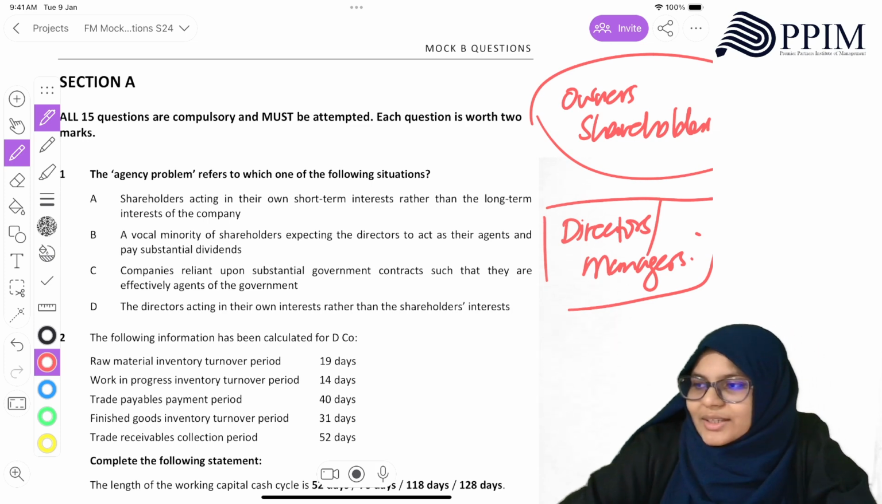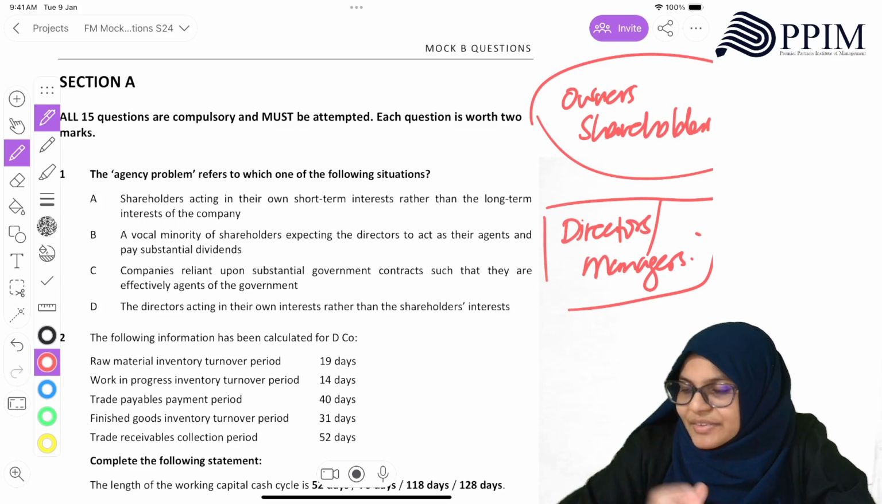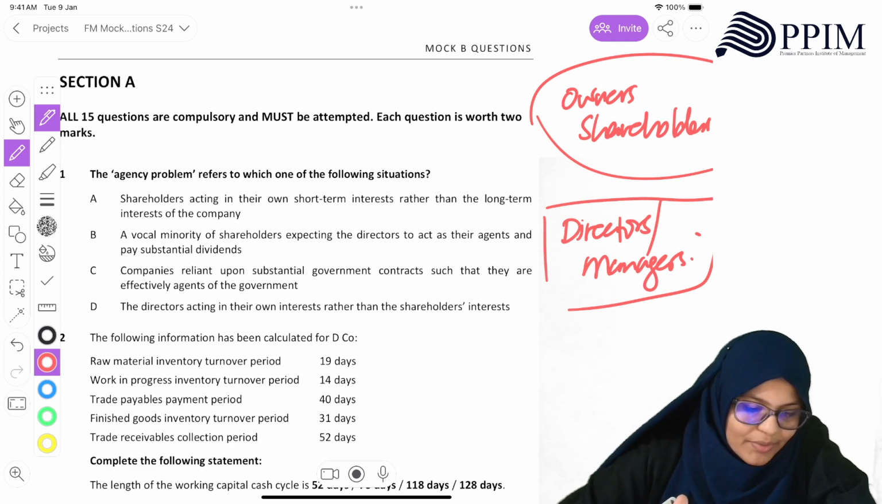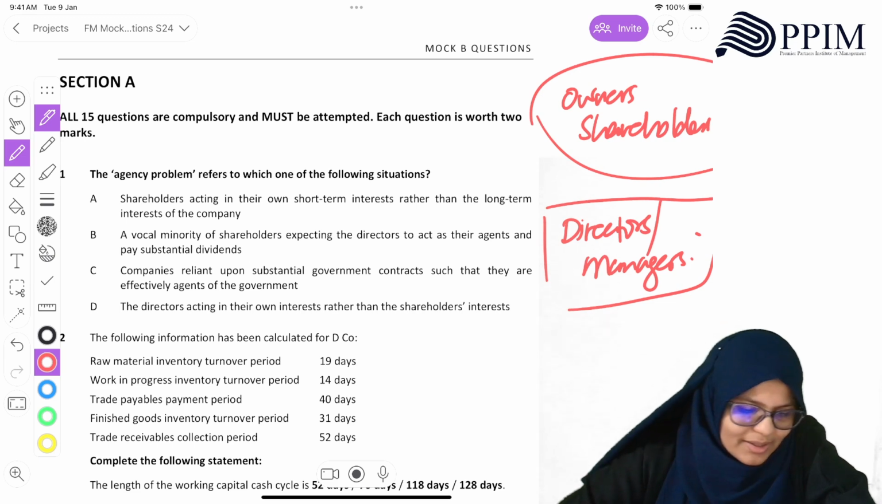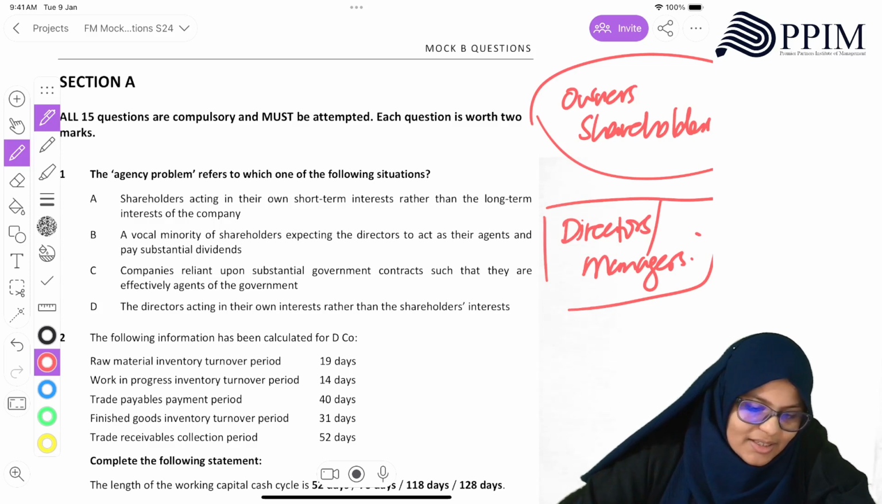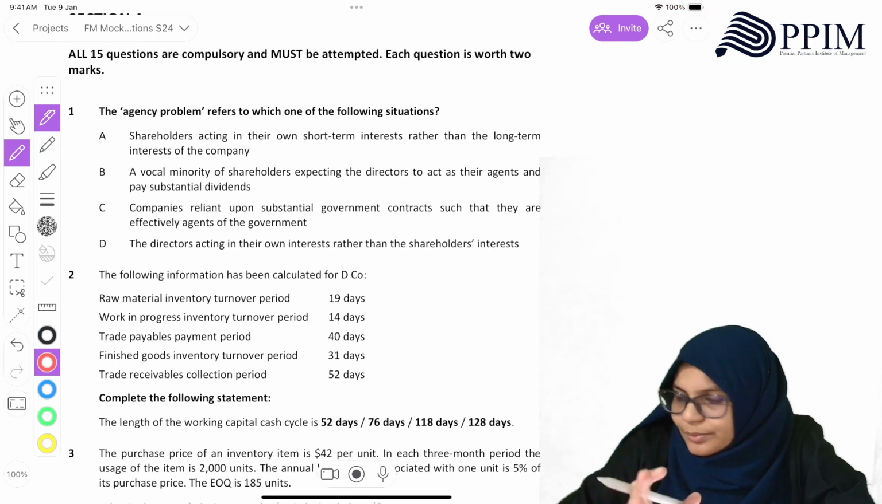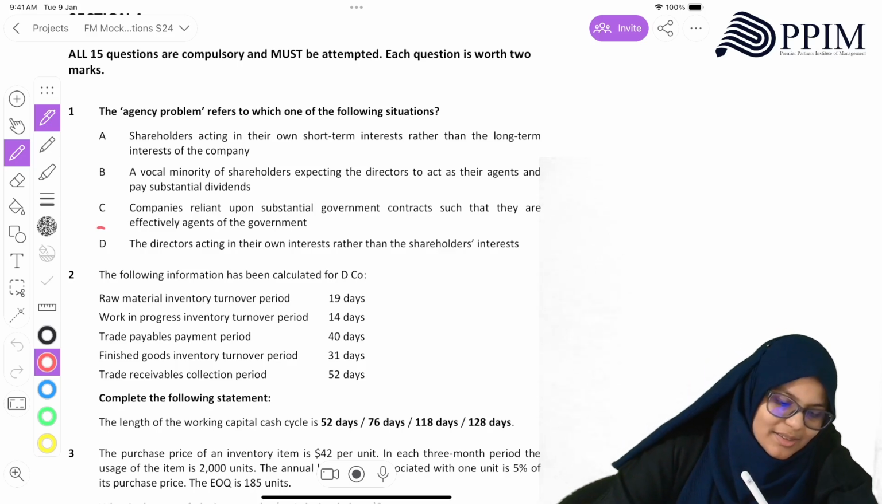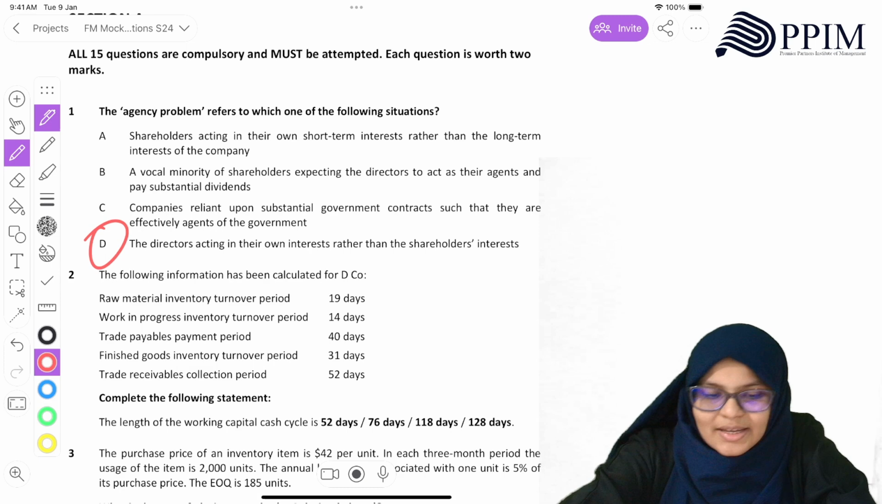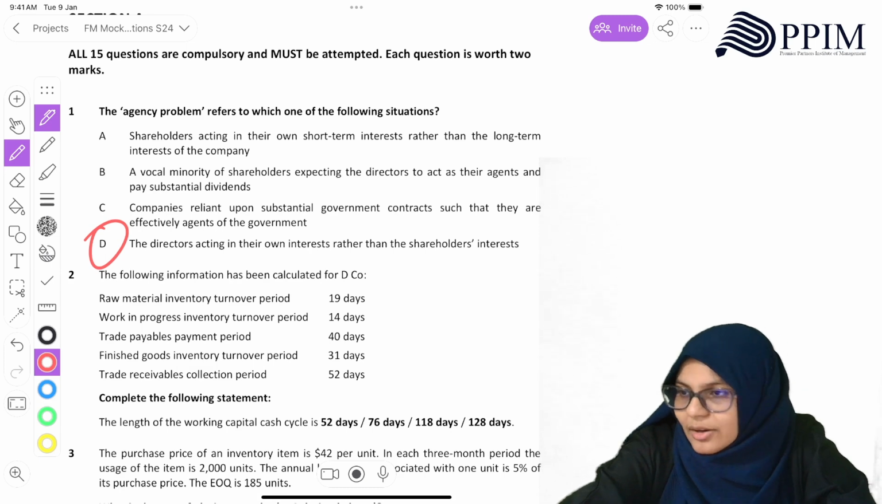It's not the shareholders acting. It's the managers who are acting in their own self-interest or their short-term interest. So it's not A. A vocal minority of shareholders expecting directors to act as their agents and pay substantial dividends. No, it has nothing to do with majority minority of shareholders. Companies reliant upon substantial government contracts such that they are effectively agents of the government. No, definitely not. The directors acting in their own interest rather than the shareholders' interest. That is correct. Directors taking decisions that will benefit them and not the shareholders.